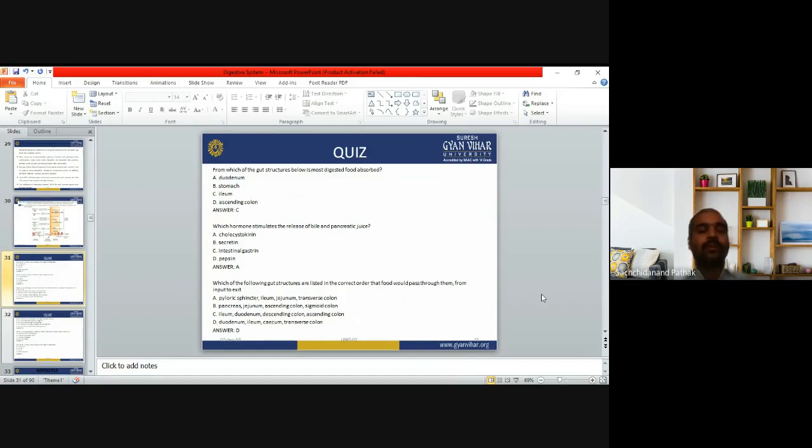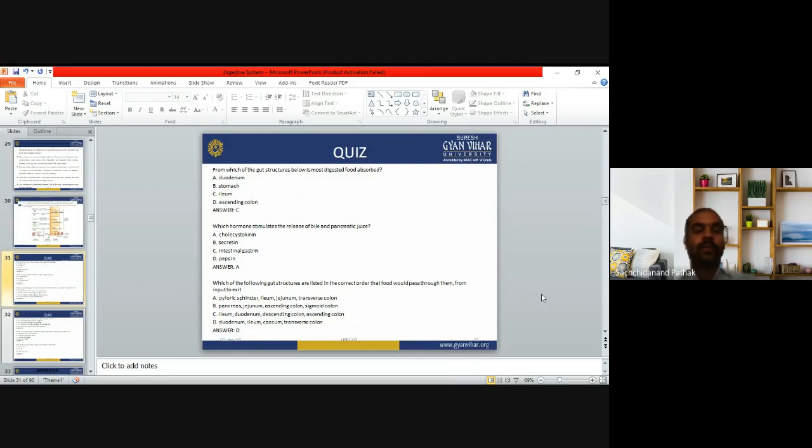First, option A is the pyloric sphincter. Okay, food comes from the pyloric sphincter, then it will go to the ileum. No, before the ileum, the food comes into the duodenum. So this A is incorrect.